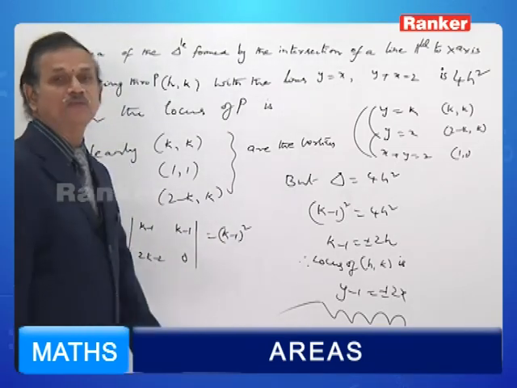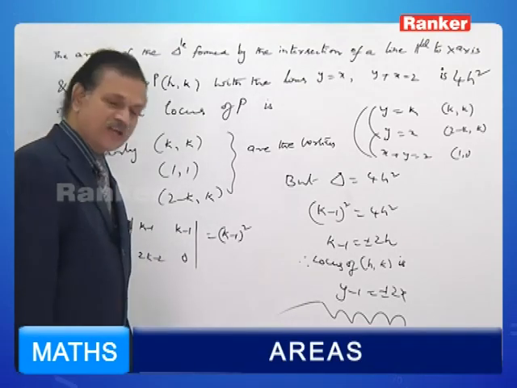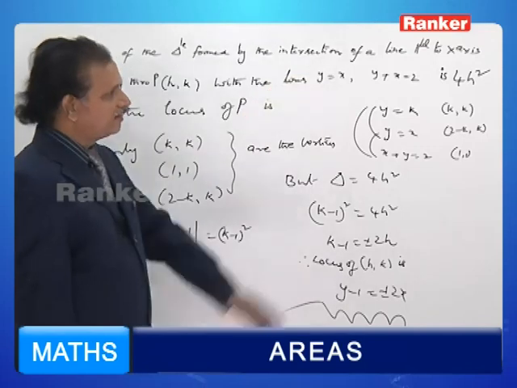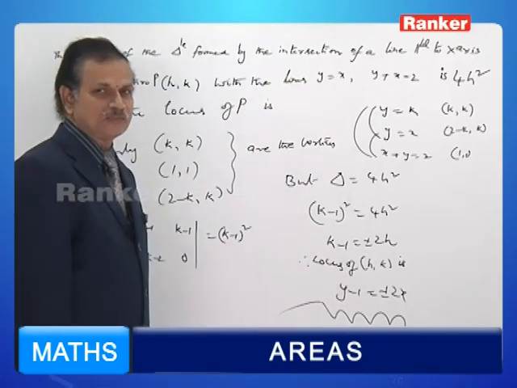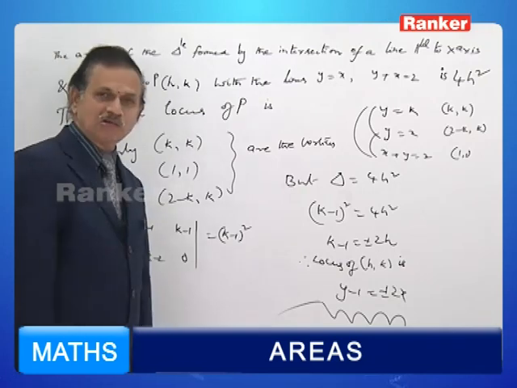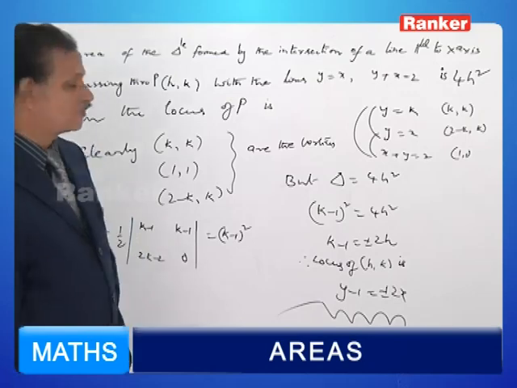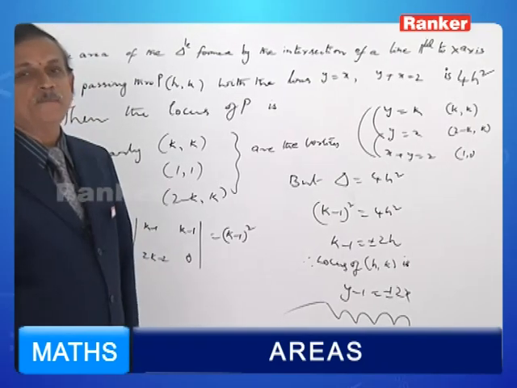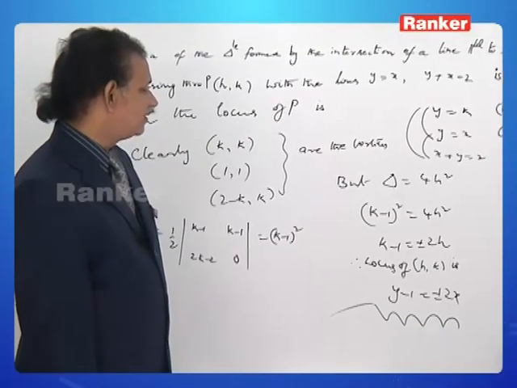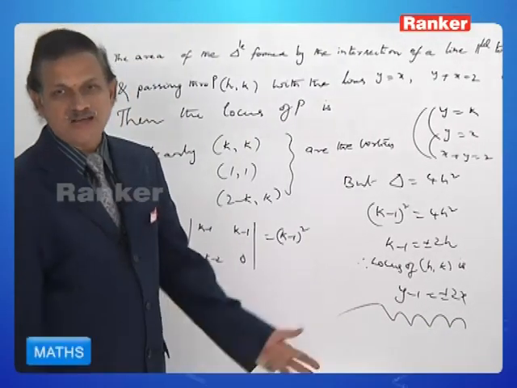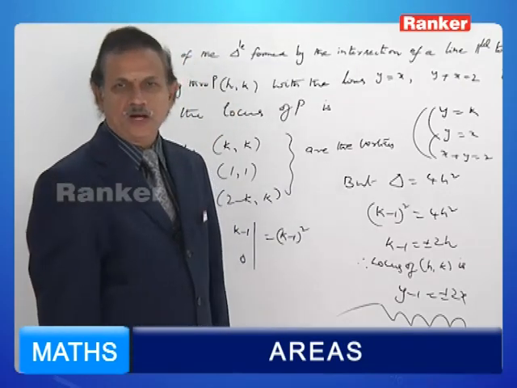It is k minus 1 whole square, and you are supposed to equate this area, that is k minus 1 whole square, to the given number 4h square. You equate it, k minus 1 is equal to plus or minus 2h, hence the locus of (h, k) is y minus 1 is equal to plus or minus 2x. Of course, it is a pair of straight lines. One is y minus 1 is equal to 2x, and the other is y minus 1 is equal to minus 2x. That is the required locus.